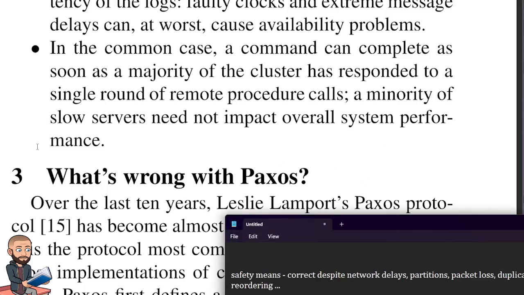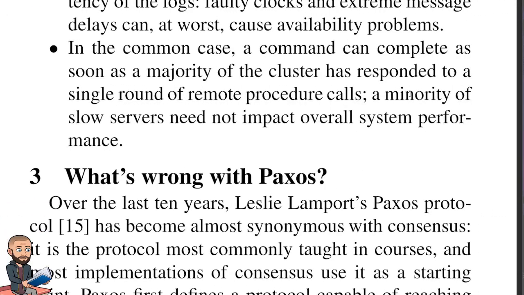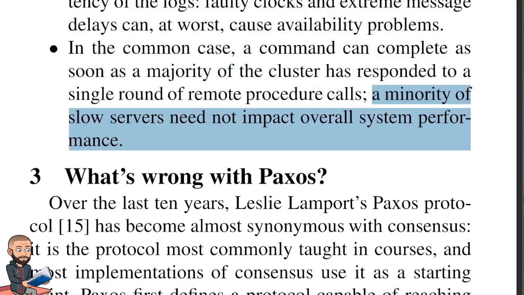Okay, another property of the consensus is in the common case, a command can complete as soon as a majority of the cluster has responded to a single round of remote procedure calls. So that would be step number 2, or maybe step number 1, a remote procedure call. So there's a procedure, there's a new value being assigned to these variables. And so what it's saying here is once a majority of the servers, a majority of the cluster has responded to that, the command is complete. If you have a few slow ones, that's not going to be a problem.